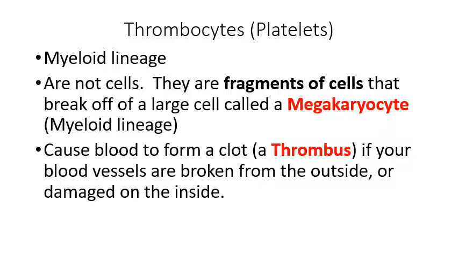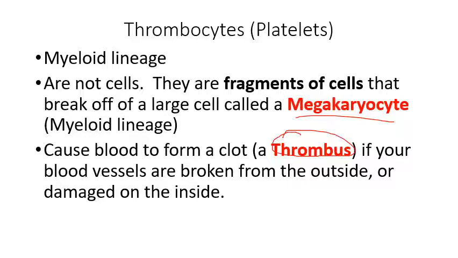So, as we said, thrombocytes are members of the myeloid lineage. They are fragments of a larger cell called a megakaryocyte that break off, and they cause the blood to form a clot, which is known as a thrombus. So you see where they get their name. A thrombocyte is involved in blood clotting, and you call a blood clot a thrombus. So if you have damage to the internal surface of a blood vessel, you make a blood clot, you make a thrombus in order to plug the hole.